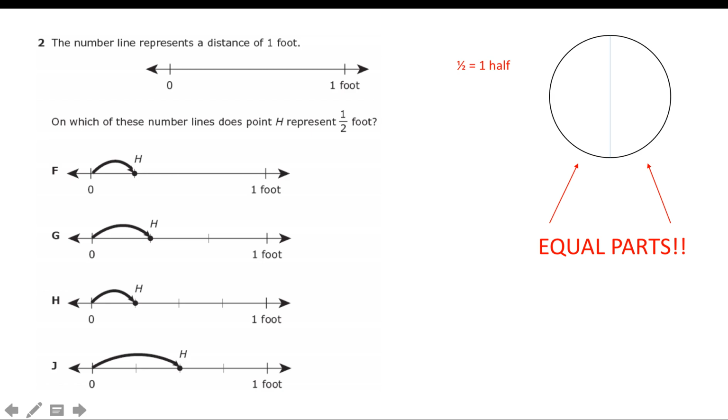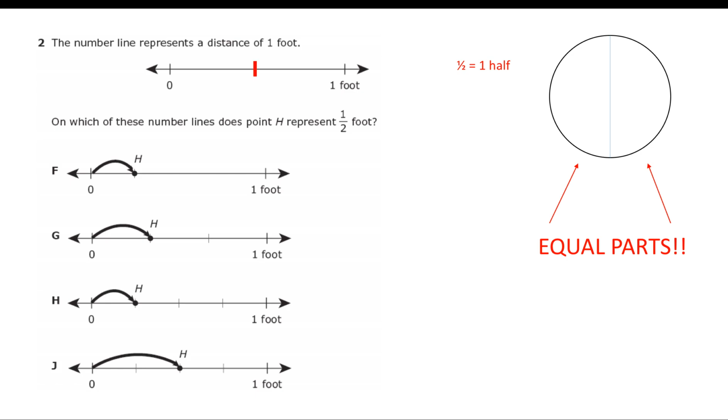I cut it right down the middle. Nobody's getting any less pizza than anybody else. They are equal parts. 1/2 and 1/2. Okay, now that we know what a half is, let's go ahead and look at our number line and think about where would a half go on our number line if half splits the whole thing into 2 equal parts. Go ahead and point on your screen where you think 1/2 goes on this number line.